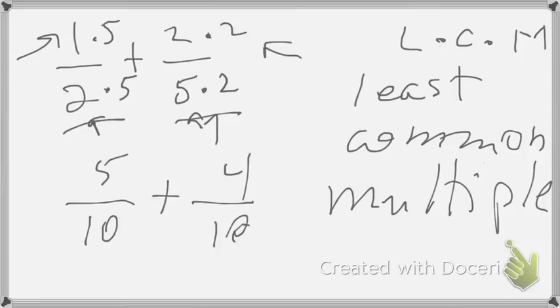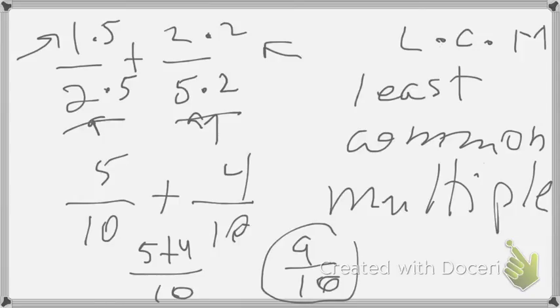So 5 plus 4 is, that's right, 9/10, and that is the answer. So 1/2 plus 2/5 is equal to 9/10, and that's very nice. Let me tell you, you already know this, and that is absolutely fantastic.